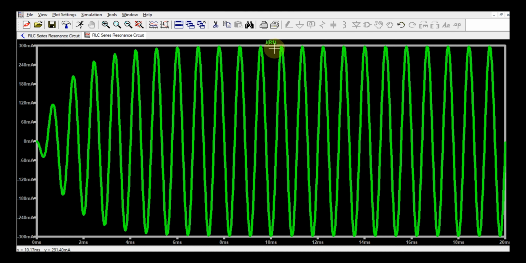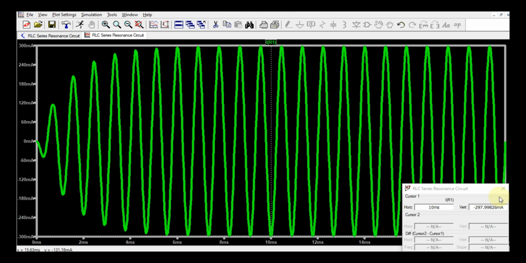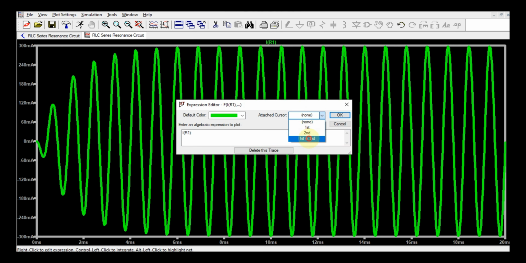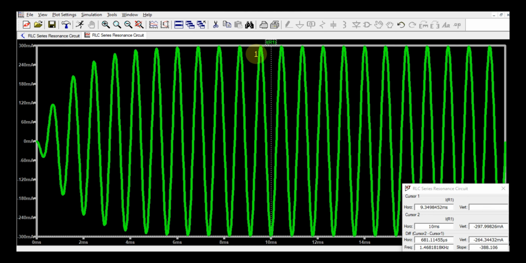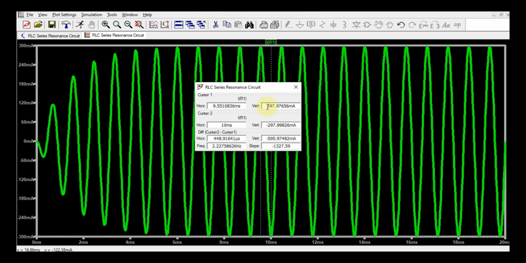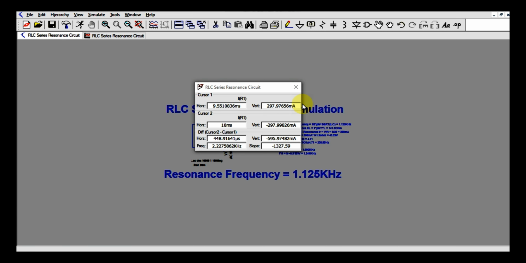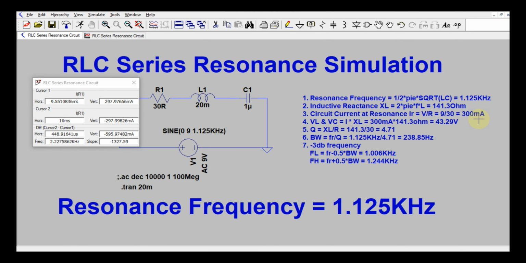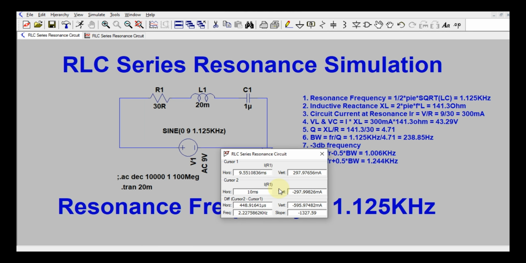So you can see here, you take two cursors, and this is cursor 1, and if you place it here somewhere, you can see your current is coming to 97.97 milliampere, right? And what was your theoretical current that you have calculated here? Can you see? Your theoretical current was 300 milliampere, and in the simulation you are getting 297.97 milliampere. So it is very close.